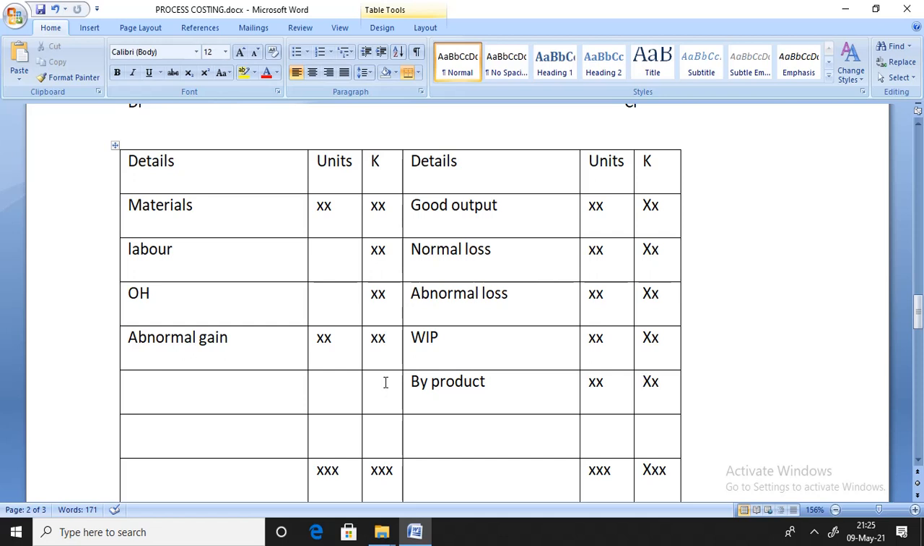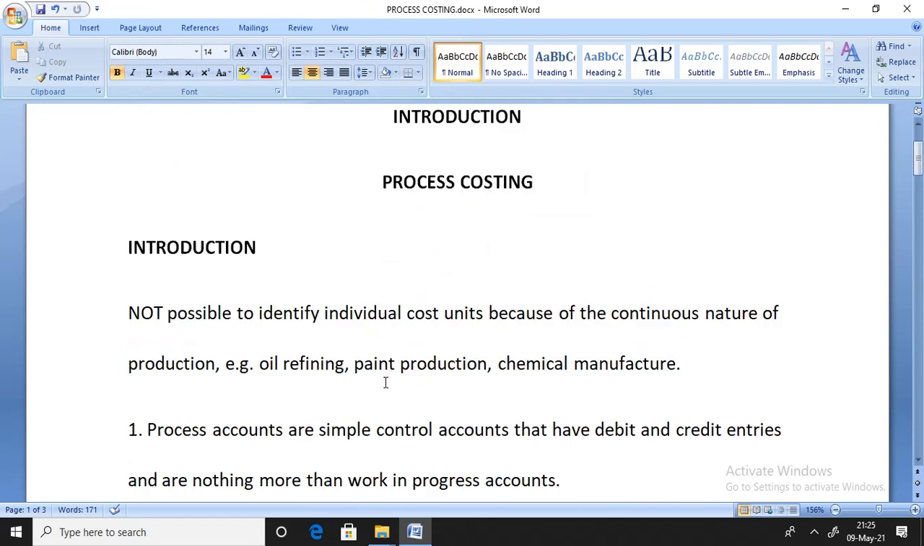So in summary, this is just the introduction to process costing. In my next video, I'm going to deal with a very big question on process costing that has all the elements that we have discussed in this video.